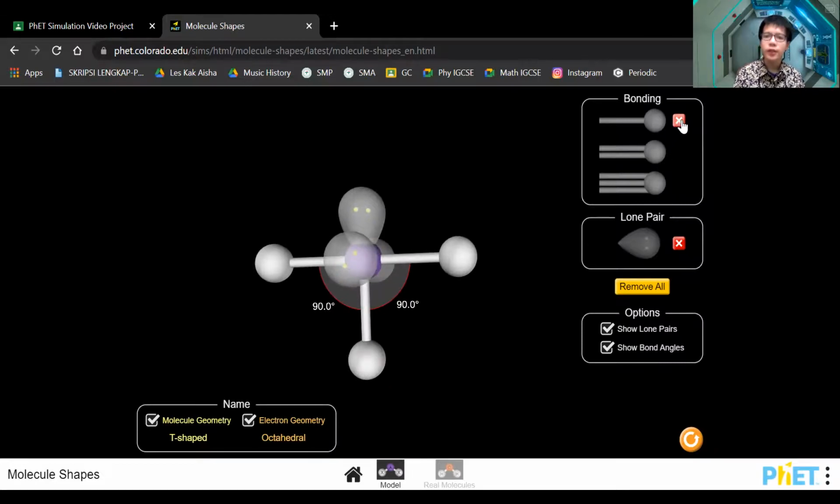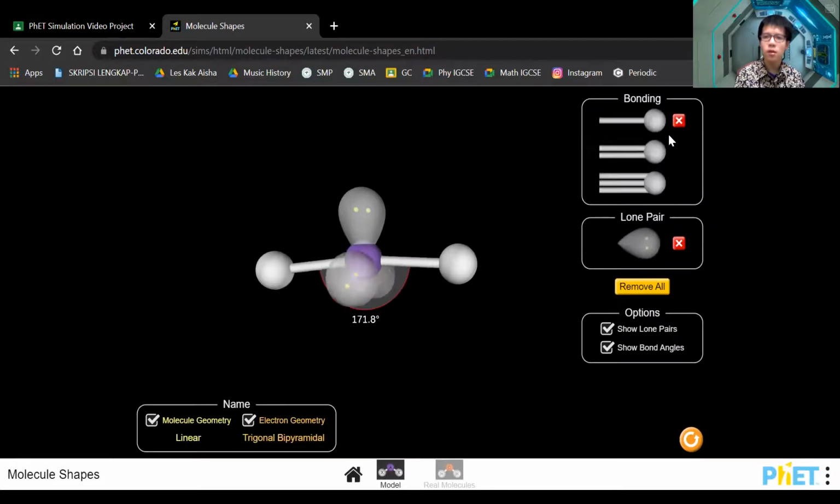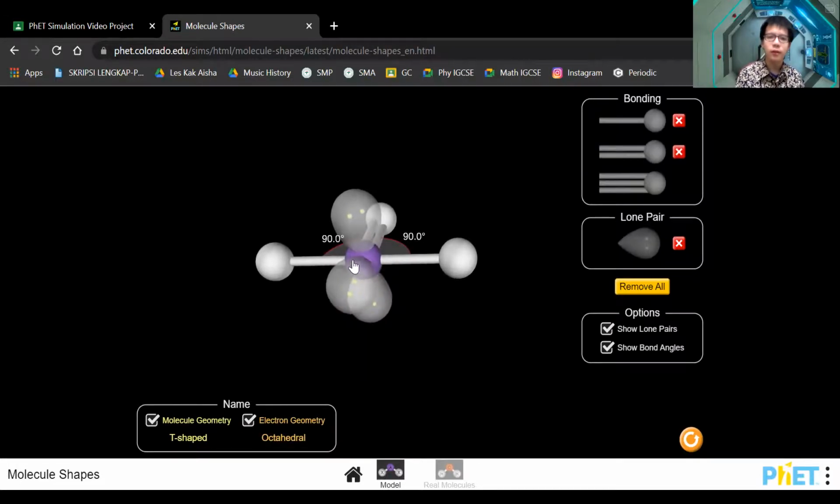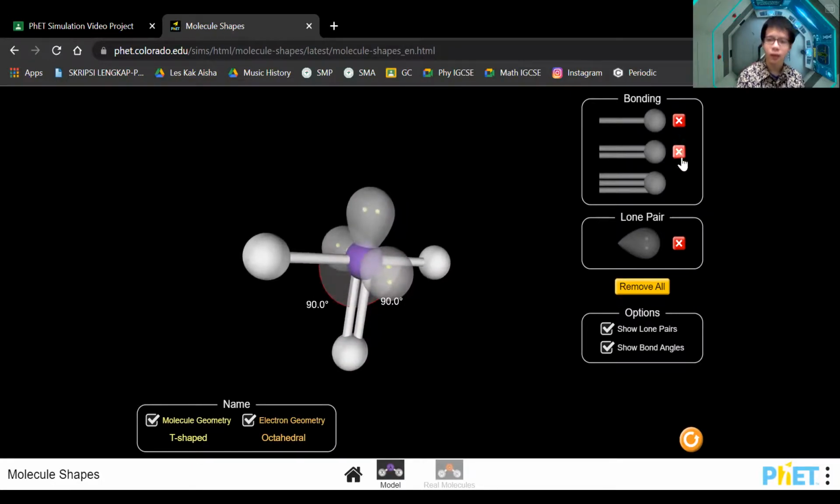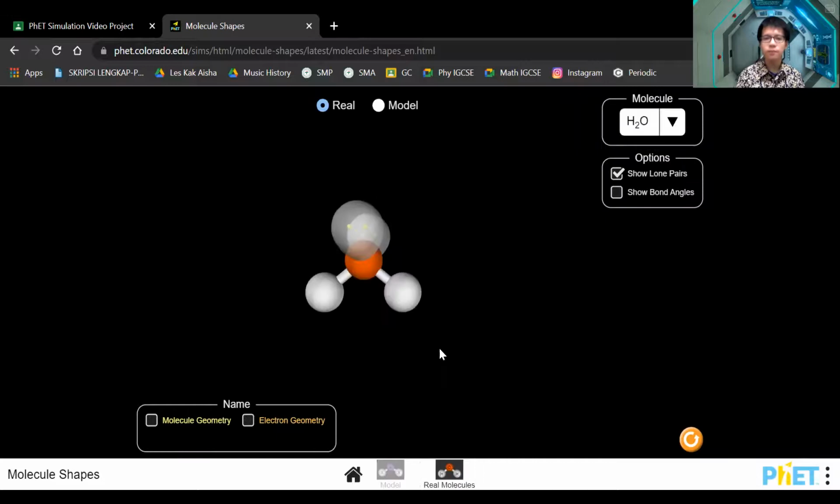How about if I change one single bond into a double bond? The name is still the same. So you may use this bonding to make a molecule with lone pairs and identify the electron geometry, the molecular geometry, and the bond angles. Okay, so next is the real molecules.